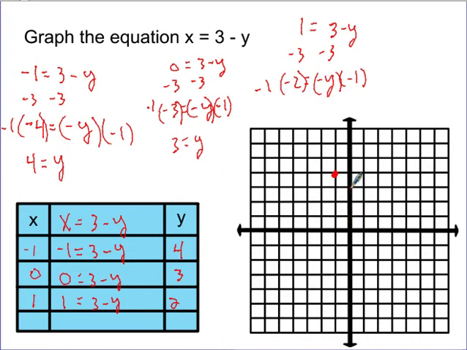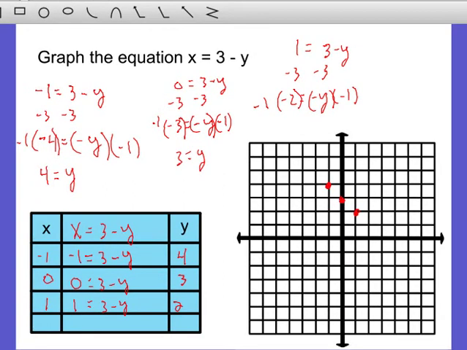Graph the 3 points: -1, 4; 0, 3; and 1, 2, and then don't forget to draw the line. If all you do is graph those 3 points, then you won't get all the credit for this one or for any of these, because we're not graphing points, we are graphing lines. And so make sure that your line goes from edge to edge of the graph.